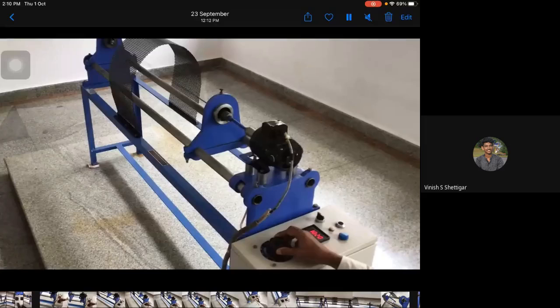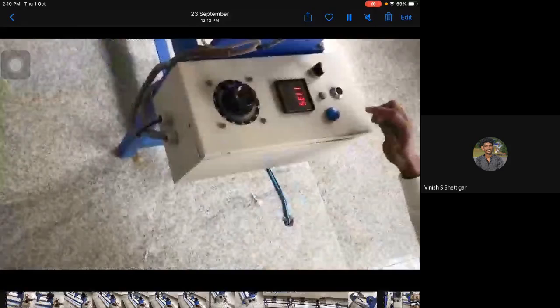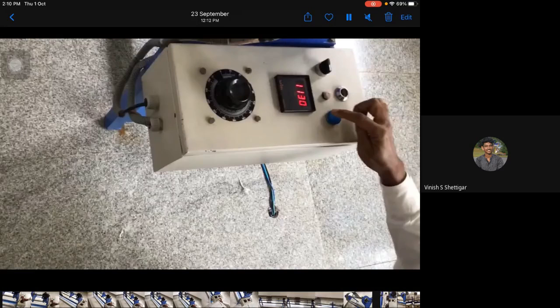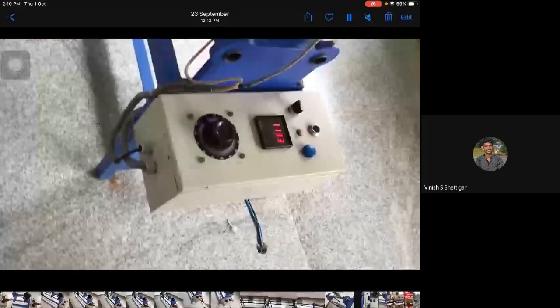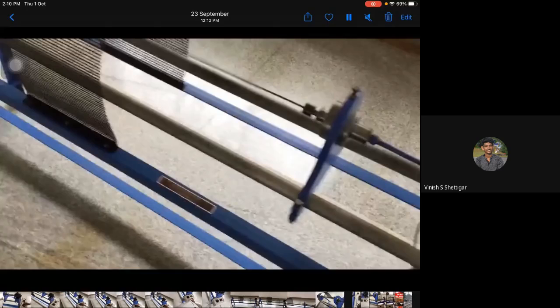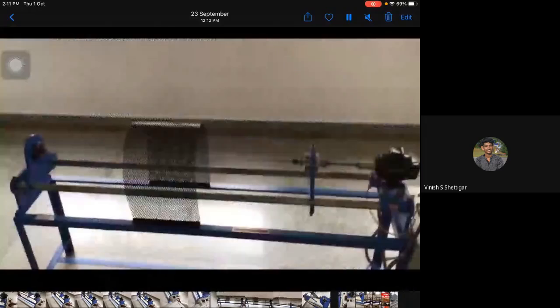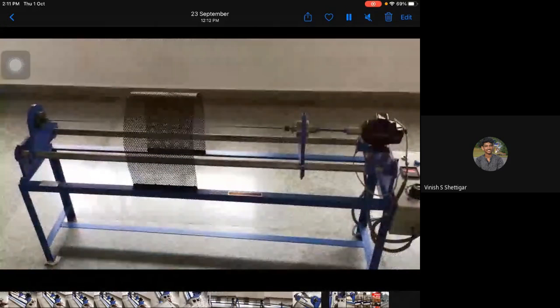When you look closely, you can observe the resonance. Once you observe the resonance, note down the speed, whatever it is. So here it is 1129 something, right? You have to note down that particular speed once the resonance is reached.